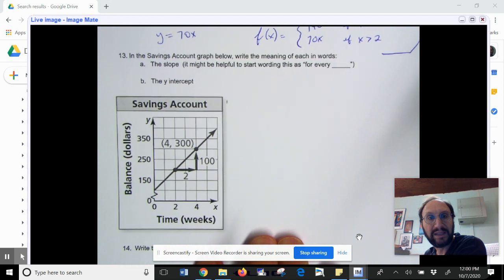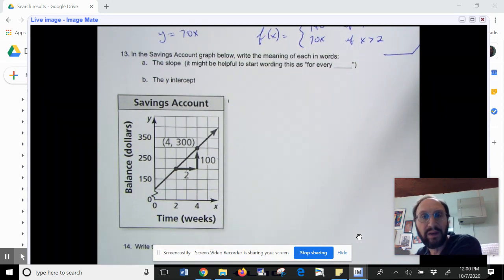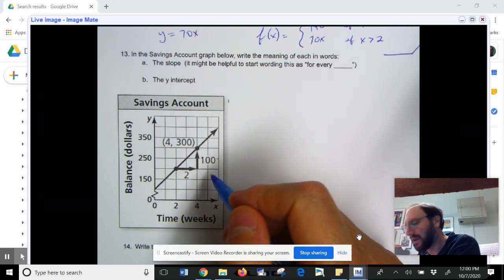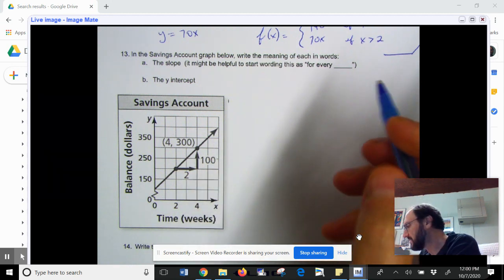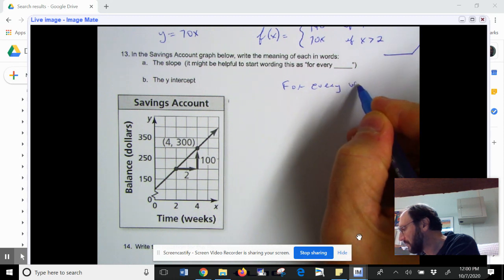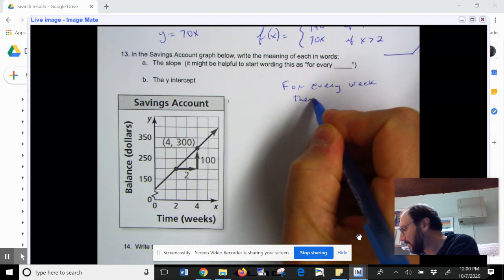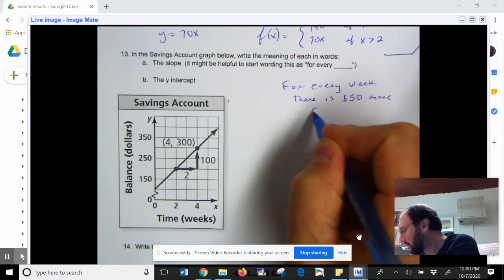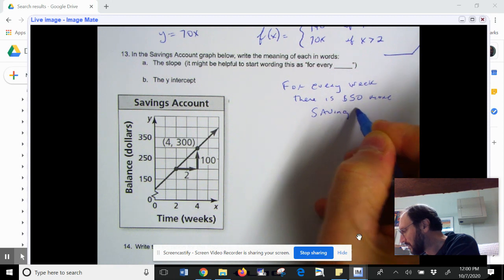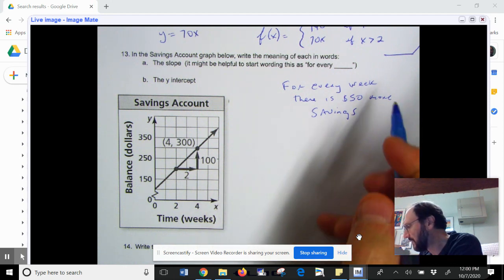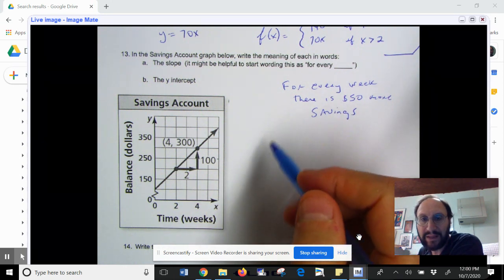All right, in the last problem here, in the savings account below, write the meaning of each in words. So for instance, on this problem, for every 2 weeks, it goes up $100 in savings. So you'd say something like, for every week, there is $50 more savings, because obviously in 2 weeks, if it's $100, it's $50 every week. So that's our slope, because that's the rate that things are changing.